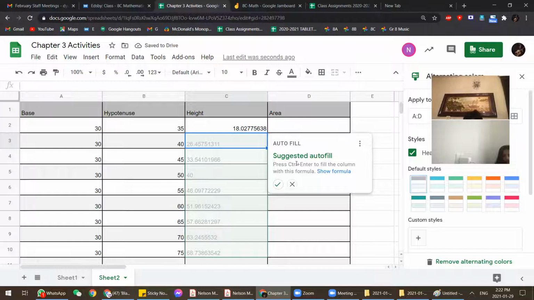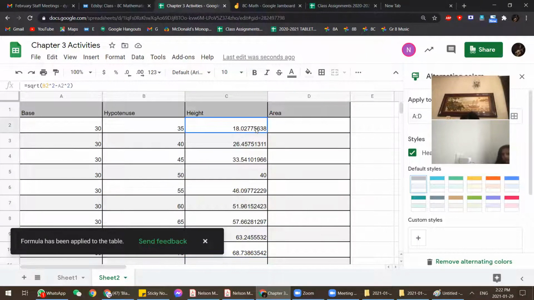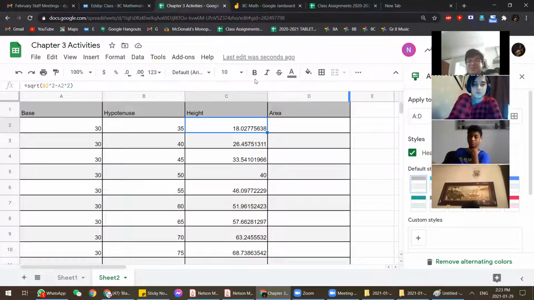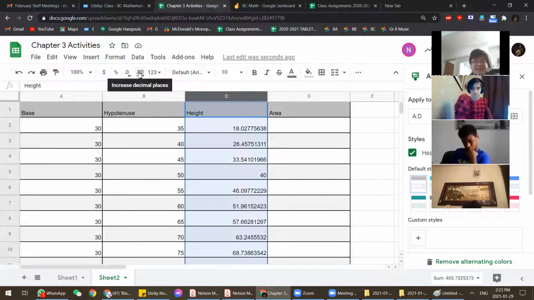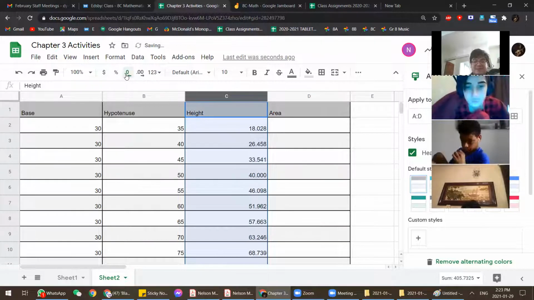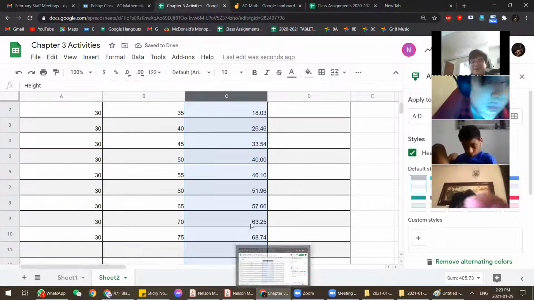All right, now there's a suggested autofill here. I can click yes, suggested autofill. It'll fill up all the answers in here. But do you really like having 8 digits of decimals? No, not really organized. So I can choose column C, and you see this decimal here, right? I can decrease the decimal places to just 2, and it will round up or round down for you, right?